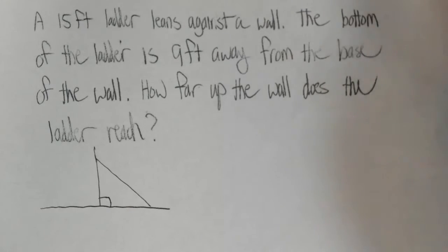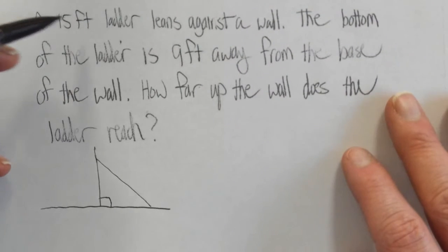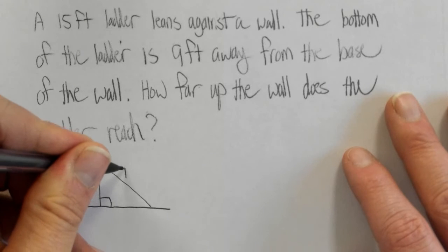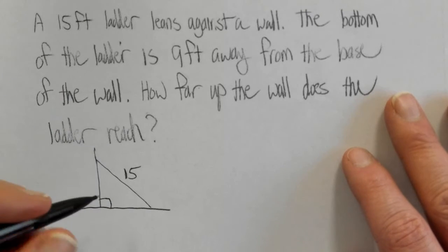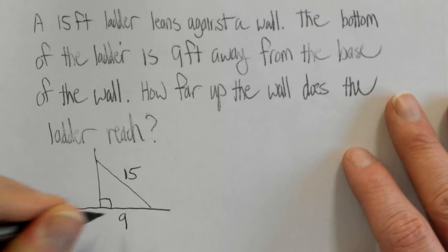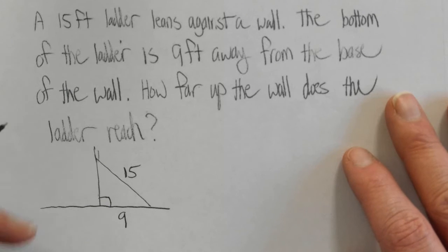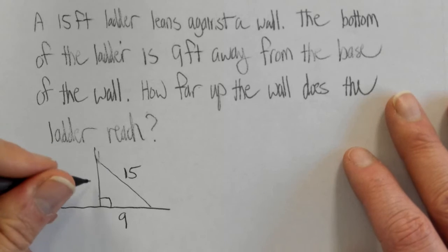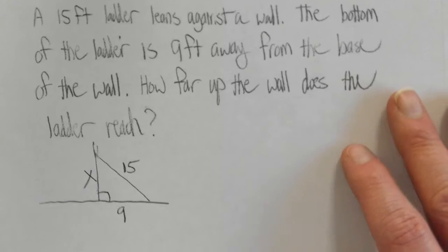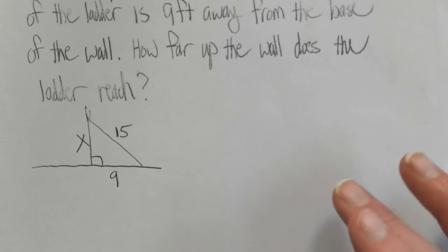And let's put our numbers in here. A 15-foot ladder. So where does the 15 go? Right here on the ladder. The bottom of the ladder is 9 feet away from the wall, so the 9 is here. This is the wall. The question is, how far up the wall does the ladder reach? There's your x. And so once you draw it out, you can see that you've got your right triangle.